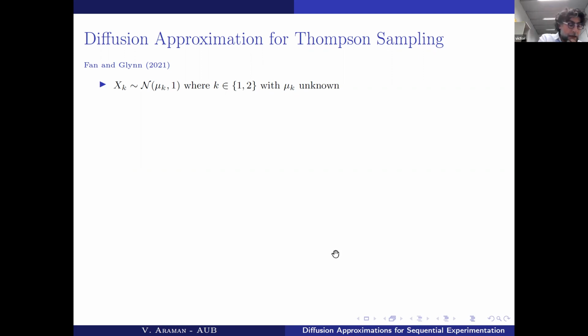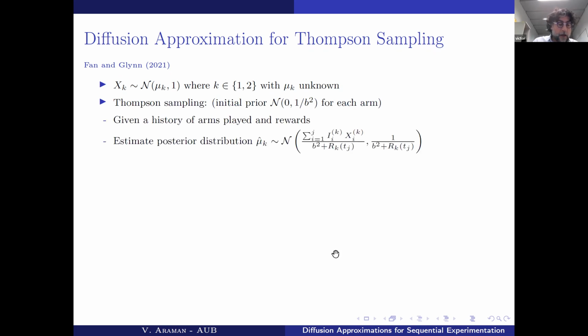This is by Li Fan and Peter Glynn from Stanford, whereby, for clarity of exposition, they take a two-armed bandit. X is the reward, which is normally distributed with mean mu k and variance 1, and the mu k's are unknown. They're following Thompson sampling. For those that don't know what it is, basically it does the following. Given a certain history, you estimate the posterior distribution, and for a normal distribution it's not hard to show that your estimate mu hat of mu k is itself a normal distribution with some mean and variance. The mean and the variance are, of course, functions of the history of outcomes that you got.